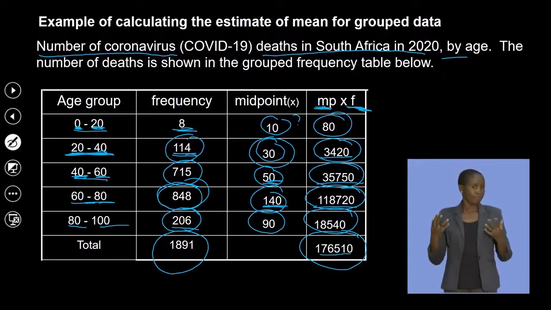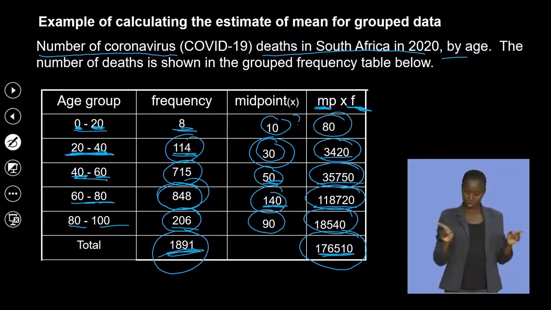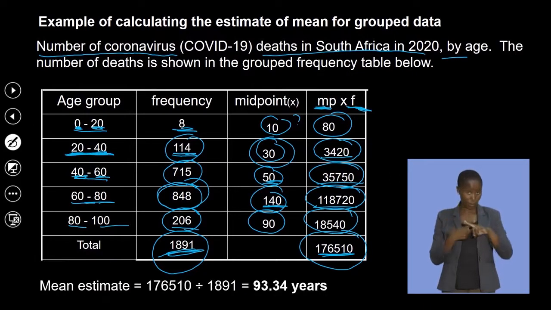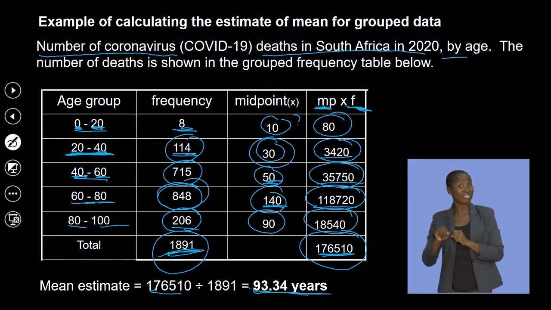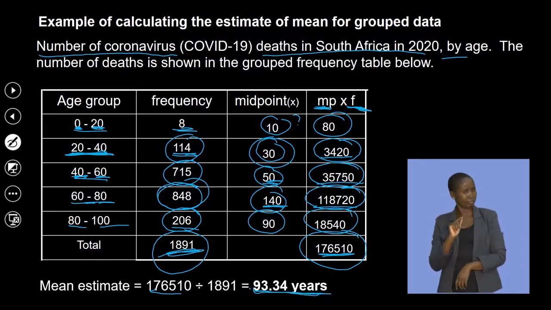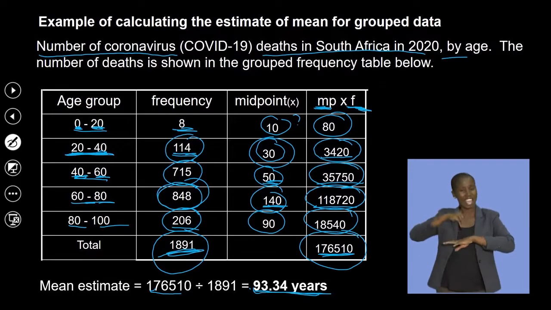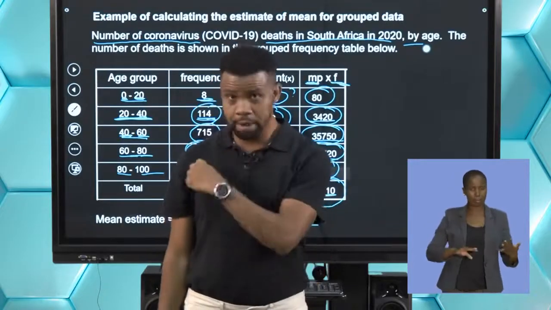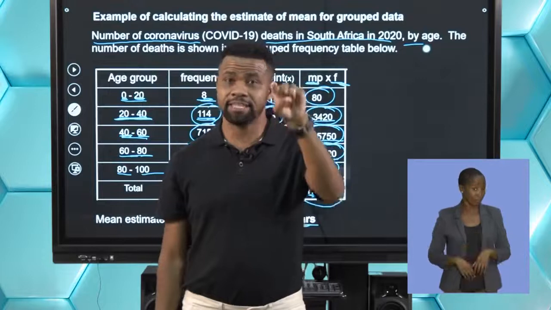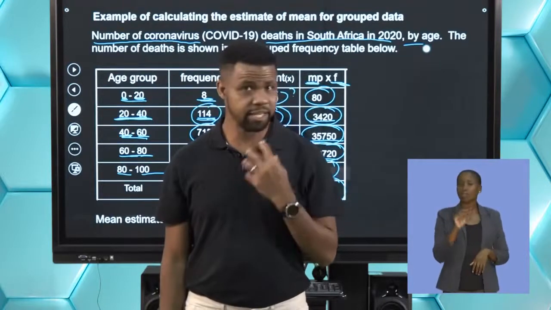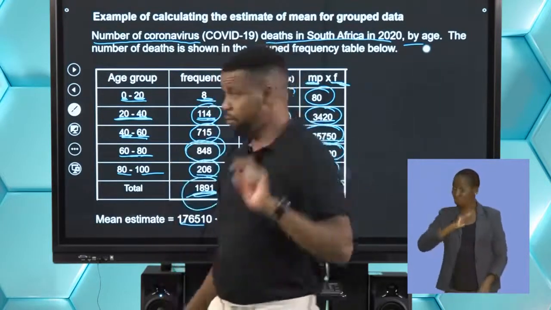Now, what do we have to do? We have to divide the total by the total frequency. Okay. So if we do that, the total divided by frequency, we get 93.34 years. That's the average age of dying from COVID-19. But remember, this is an estimated mean, not an actual mean. But I have a question for you.